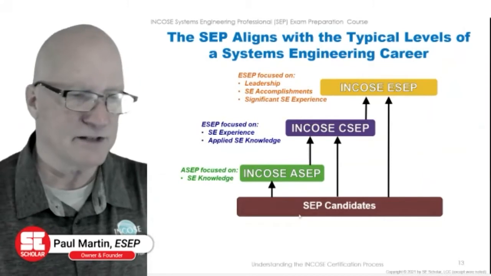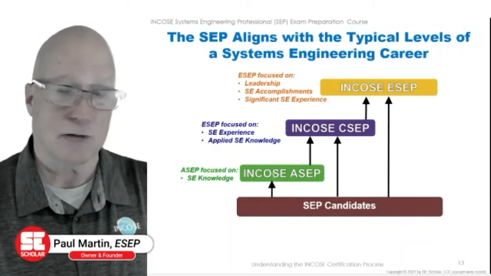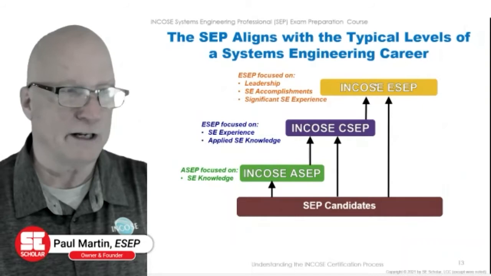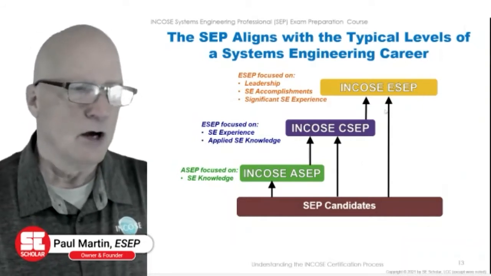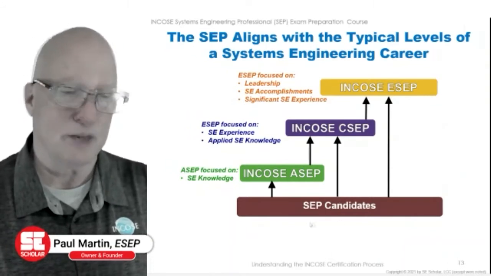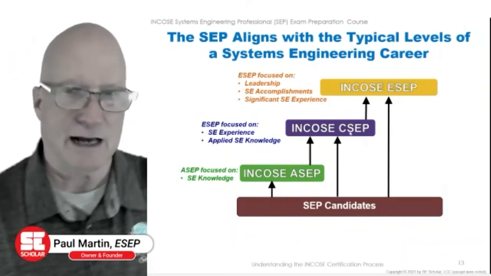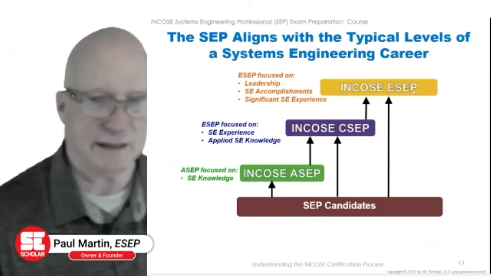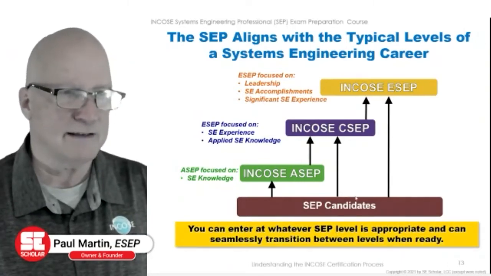So notice down here, your SEP candidates, you could either start right up as an ASEP, after 5 years become a CSEP, and after 20 years and some leadership aspects, you can actually become an ESEP. Or you may say, you know what, I've already got 10 years, let me get my CSEP. Or I already got 25 years, let me get my ESEP. So this is the route I took. I went and got my CSEP, and after about 6 years, I went and got my ESEP. All right. So you can enter whenever it makes sense to you.